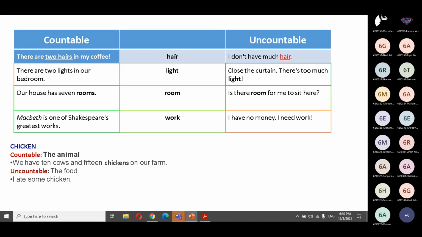So as we said, some words can be countable and uncountable. It depends on the use.